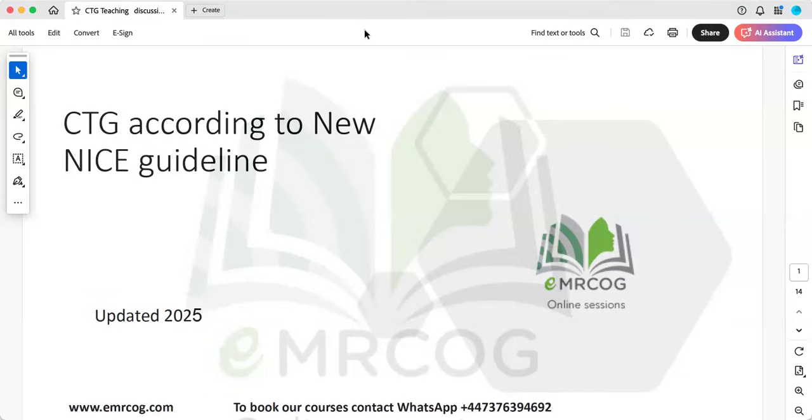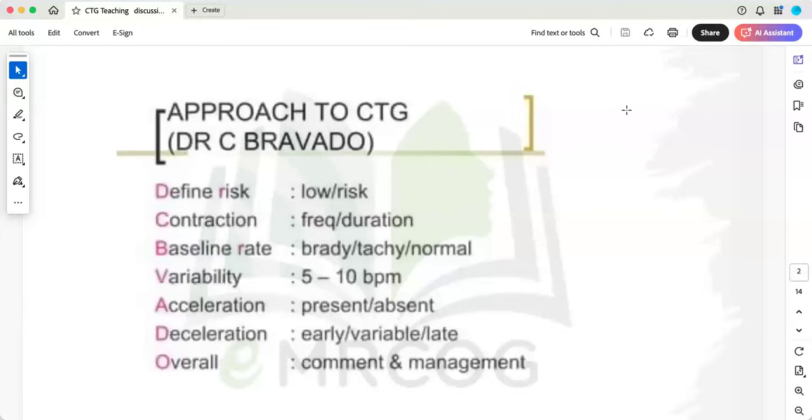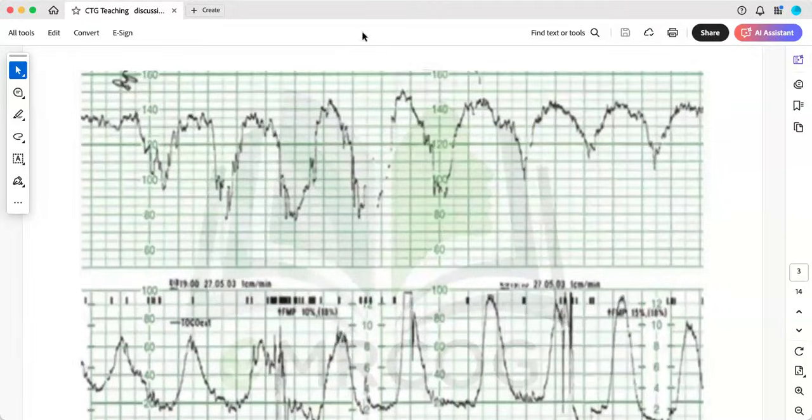And I would like to remind you of the approach to the CTG interpretation. This will be using the famous mnemonic of the DR C BRAVADO. I need in every CTG to define the risk. That's very important. So the full risk assessment is going to make a major impact on our decision making.